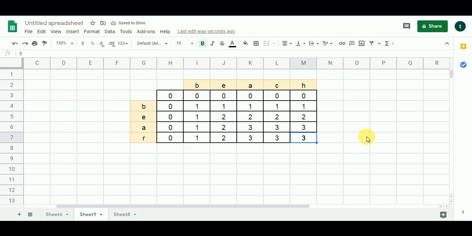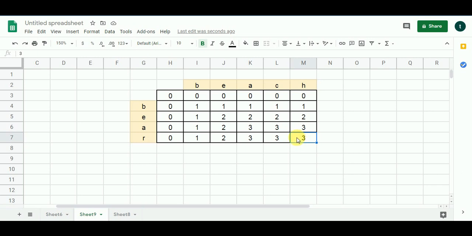That means 3 is the length of the longest common subsequence between BEAR, which is string 1, and beach, which is string 2. Now let's find out the longest common subsequence, after which we are going to find out the shortest common supersequence as well. So we are going to start from here, because this cell gives us our answer.